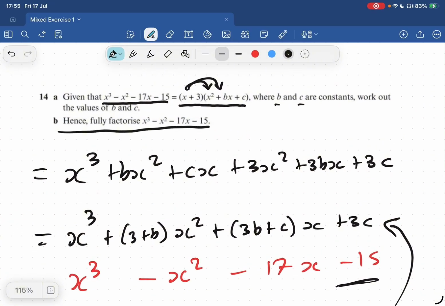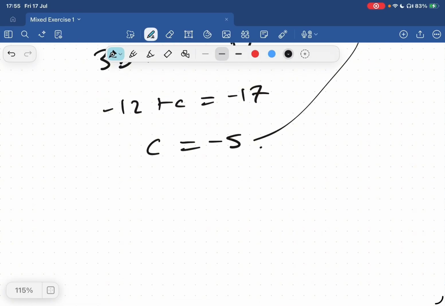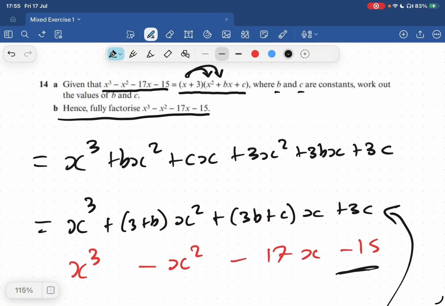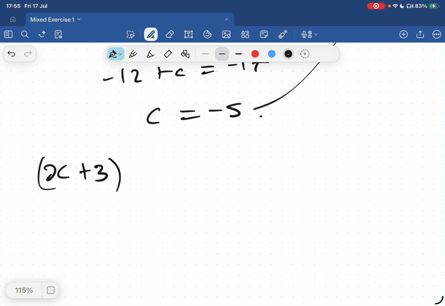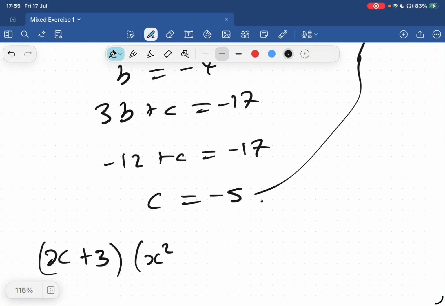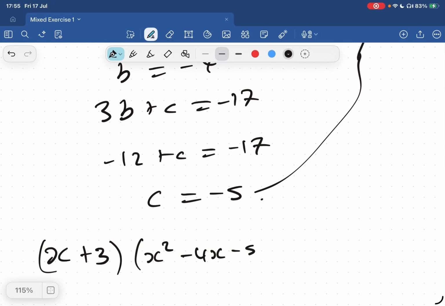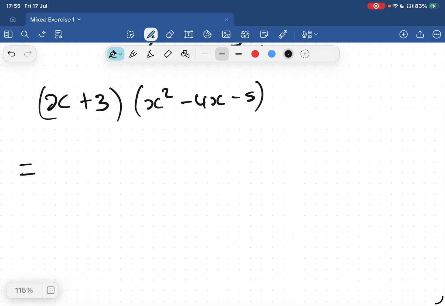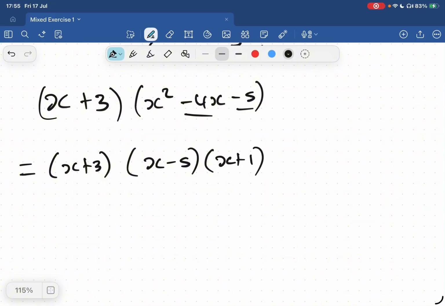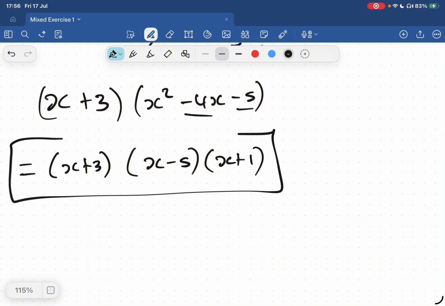So hence factorize fully this equation. Okay, so let's write out what we had. So x plus 3, x squared plus bx plus c, so minus 4x, plus c, so take away 5. Okay, so we want to factorize fully, so we want to now factorize this equation here. Two numbers that times together to equal negative 5, add together for negative 4, and hopefully we should realize that that is negative 5 and positive 1. So here we have it factorized fully.